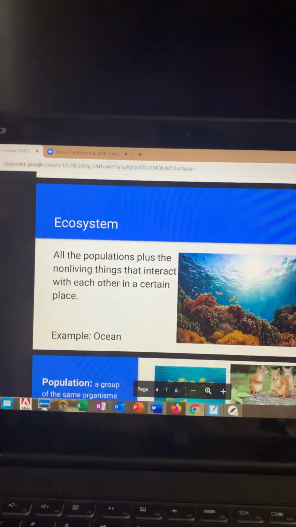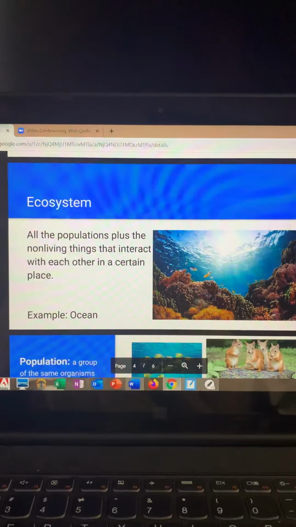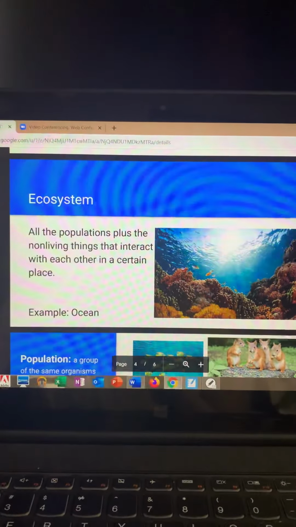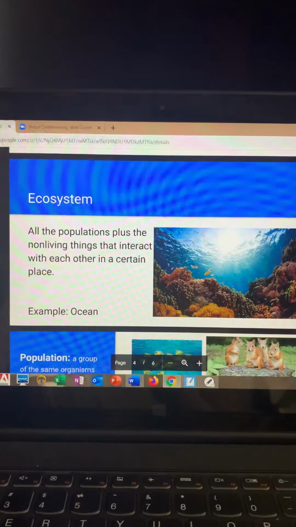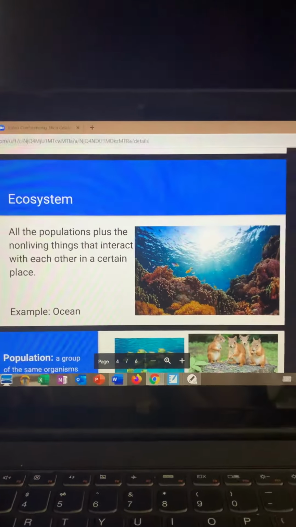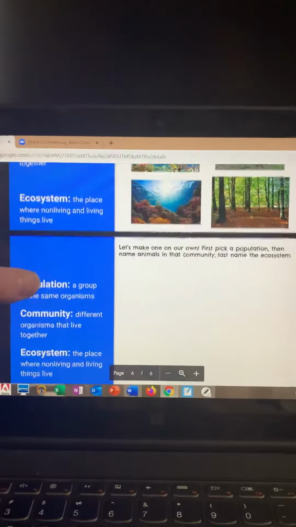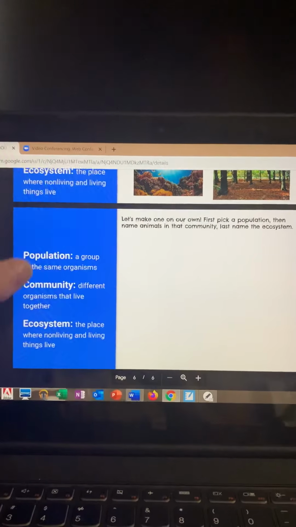The next word is ecosystem. Ecosystem is all the populations plus non-living things that interact with each other in a certain place. So an example of an ecosystem would be an ocean. Population, we just read those things. So that is all for that.